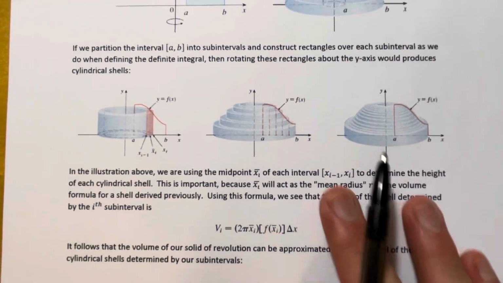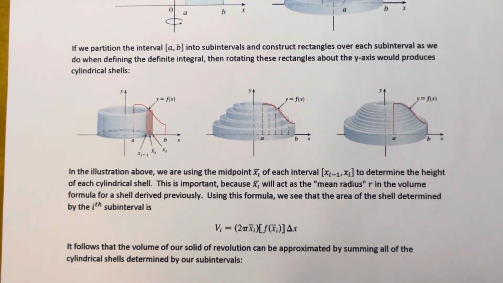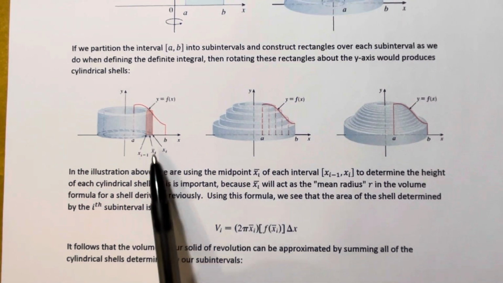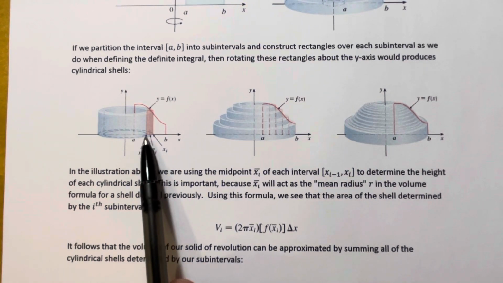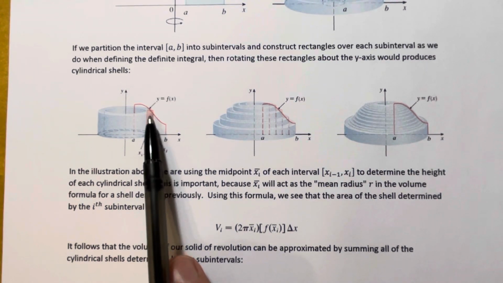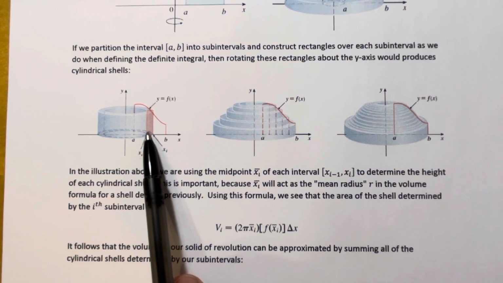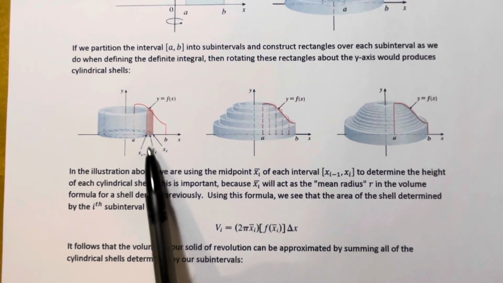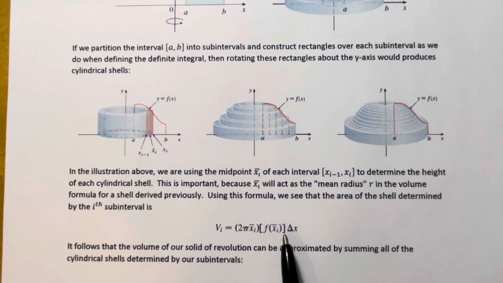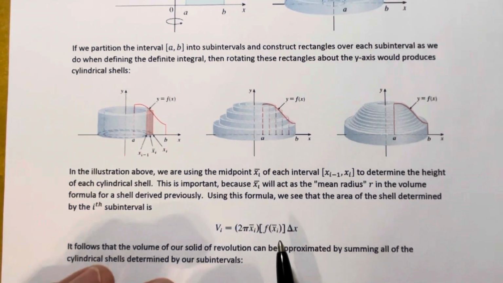So that's what all of this is kind of describing right here. And if I start with the approximation, let's let Vi represent the volume of just one of those shells where it came from a rectangle over the ith subinterval, so x_{i-1} to x_i, that little subinterval right there. What would the volume of that be?